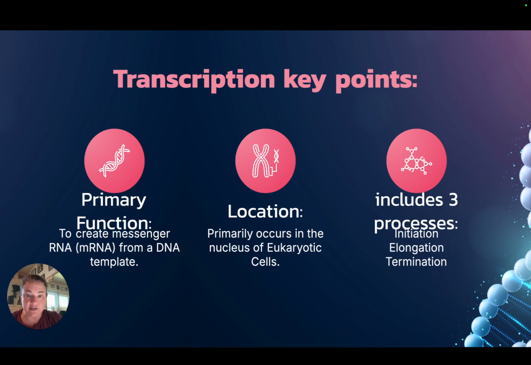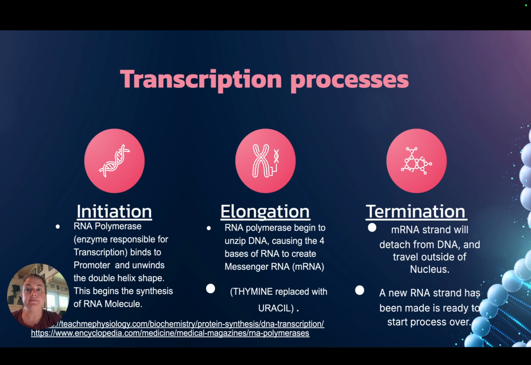This mostly occurs in the nucleus of eukaryotic cells, and it does include 3 distinct processes: initiation, elongation, and termination. To understand this, we're going to take a quick look at all 3. So, initiation is when our RNA polymerase, which is really just an enzyme that catalyzes this whole process, binds to a promoter and begins to unwind that double helix shape. That begins the process of making an RNA molecule.